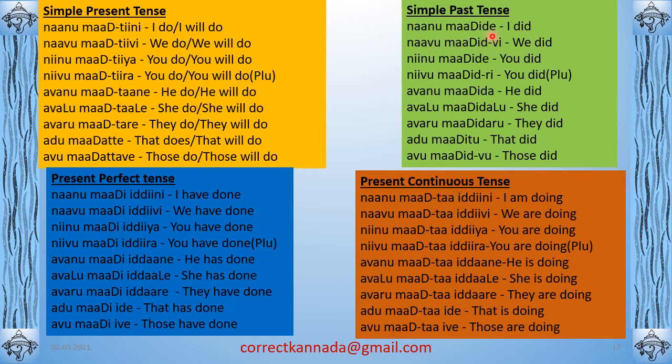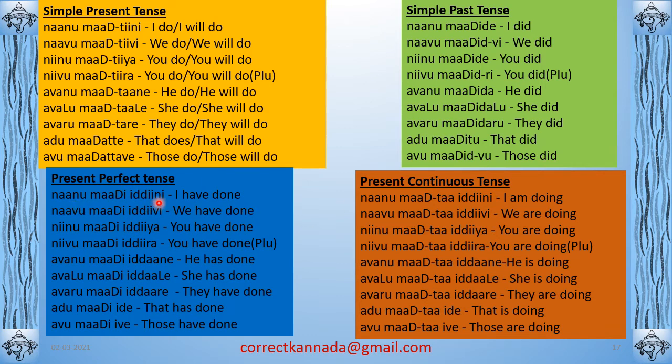Simple past will be "Nanu madide," I did. ನಾವು ಮಾಡಿದ್ವಿ, we did. ನೀನು ಮಾಡಿದೆ, you did. ನೀವು ಮಾಡಿದಿರಿ, you did. ಅವನು ಮಾಡಿದ, he did. ಅವಳು ಮಾಡಿದಳು, she did. ಅವರು ಮಾಡಿದರು, they did. ಅದು ಮಾಡಿತು, it did. That did. ಅವು ಮಾಡಿದ್ವು, those did.